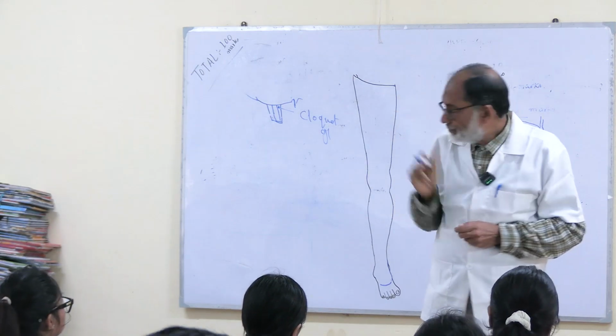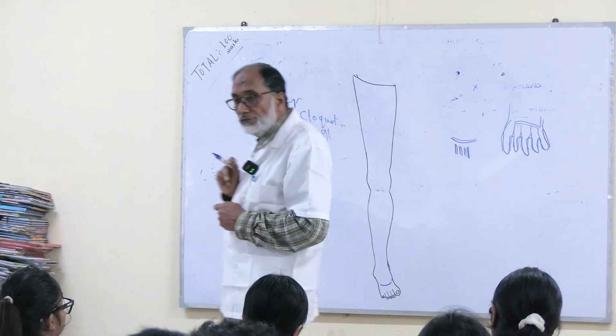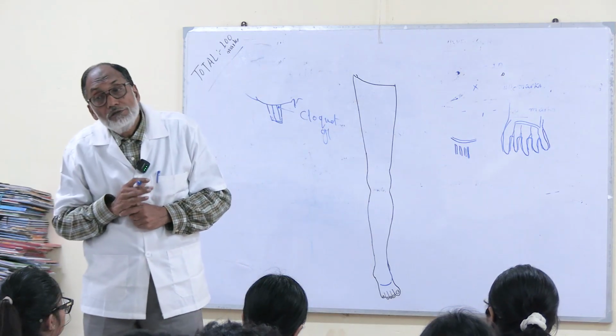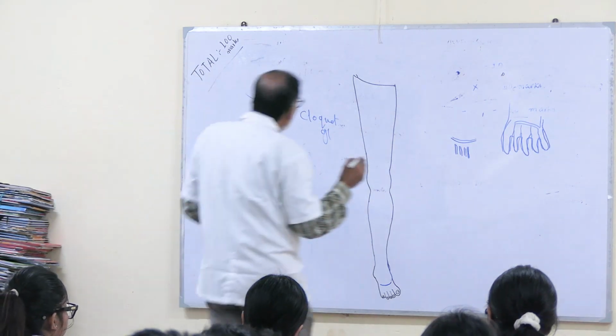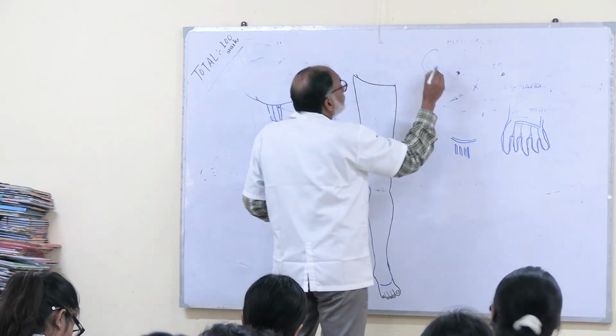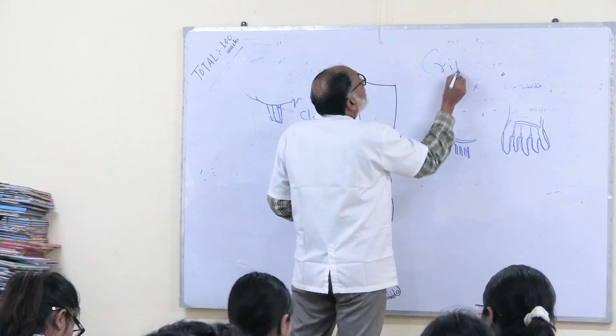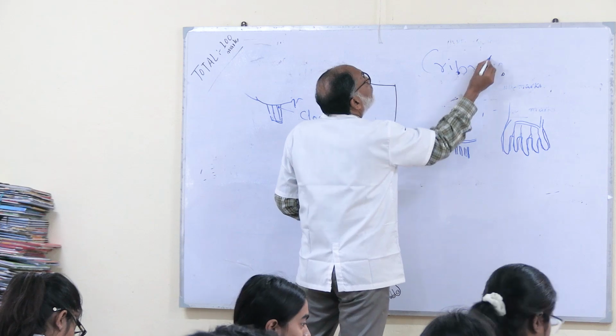Everything clear though? The spelling of the first fascia. Huh? Spelling of the first fascia. Cribriform.